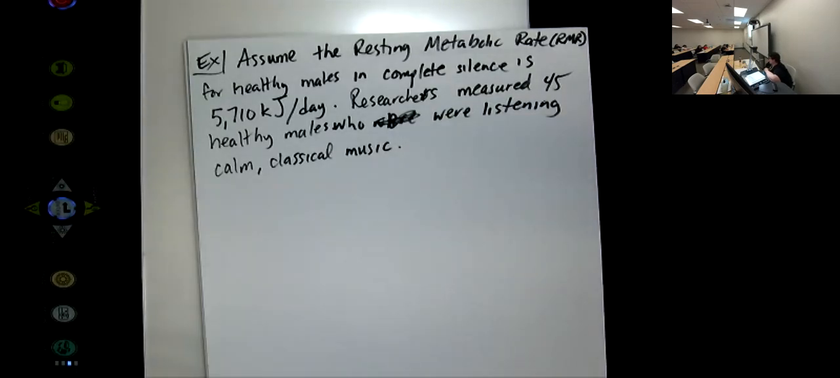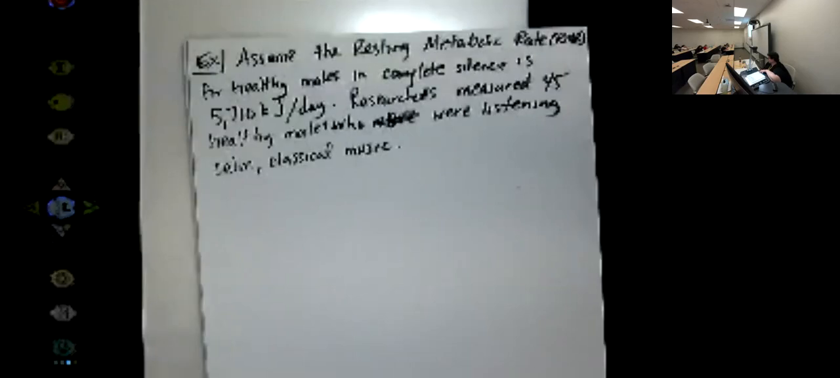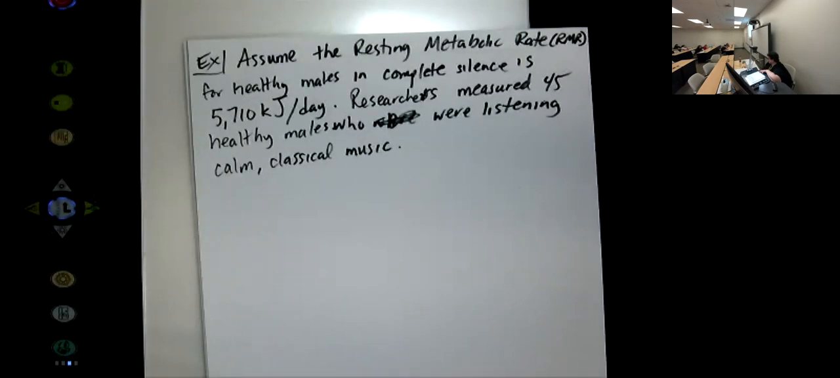Flight of the Bumblebee is frantic as hell. Some of the music you see in sci-fi movies is classical music, and it's very ominous. It's not calming at all. But let's say they're listening to calming.